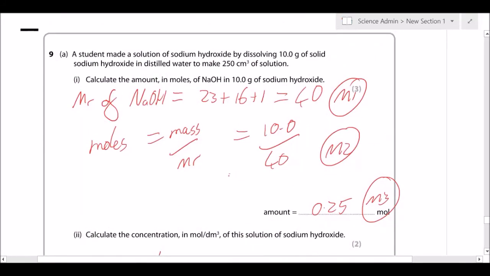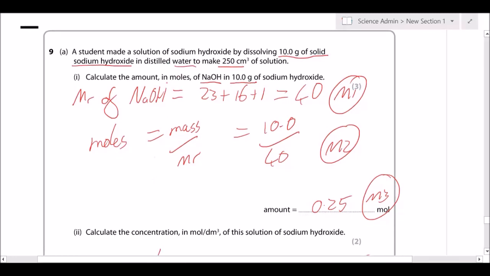Finally, question 9, the lovely mole question. So calculate the amount in moles of NaOH in 10 grams of sodium hydroxide. So I want you, first of all, to underline all the key terms. So we've got 10 grams of solid sodium hydroxide in 250 centimeters cubed of water. So calculate moles. Well, you're given a mass, and moles equals mass over Mr. You should know that equation. So it asks you for moles, and you're given a mass in grams. Therefore, the thing that's missing from this equation is the Mr.